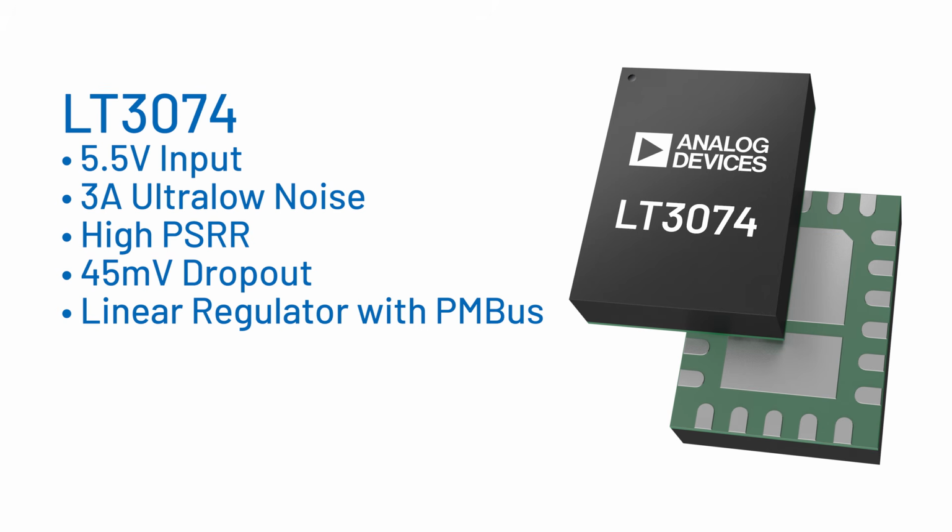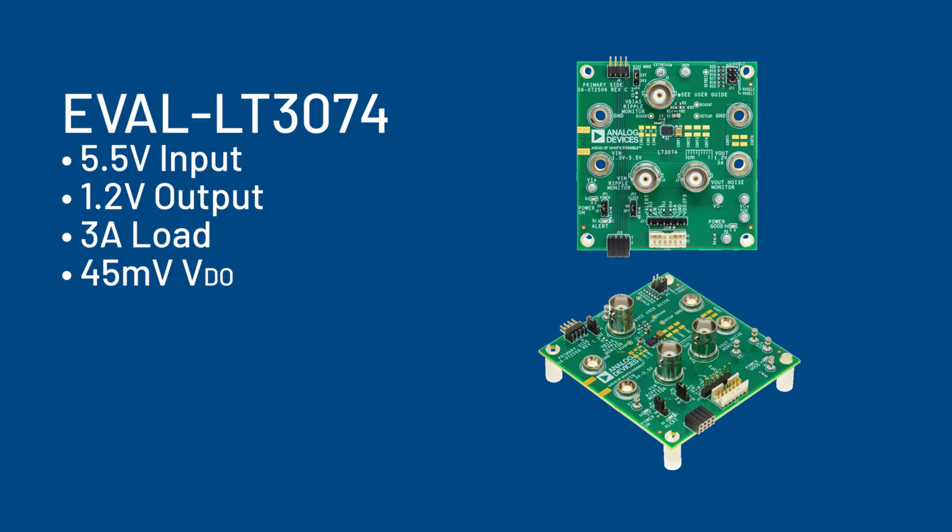LT3074 is an ultra-low noise, high PSRR linear regulator. It's also the first LDO with PMBus serial interface. The eval board for the LT3074 LDO is configured to output 1.2 volts and can deliver up to 3 amps load current. The part has a dropout voltage of 45 millivolts and can support an input voltage up to 5.5 volts. Let's set up the demo board to observe its behavior.